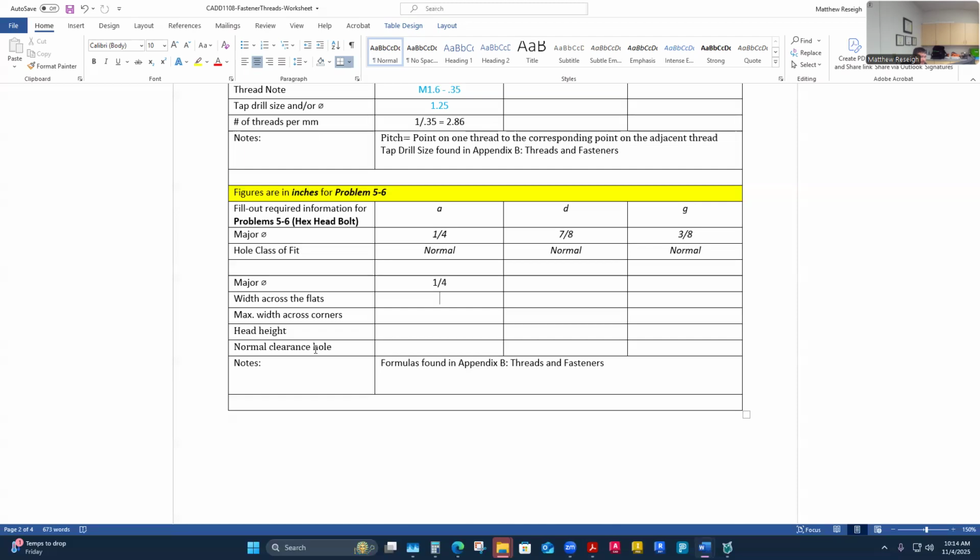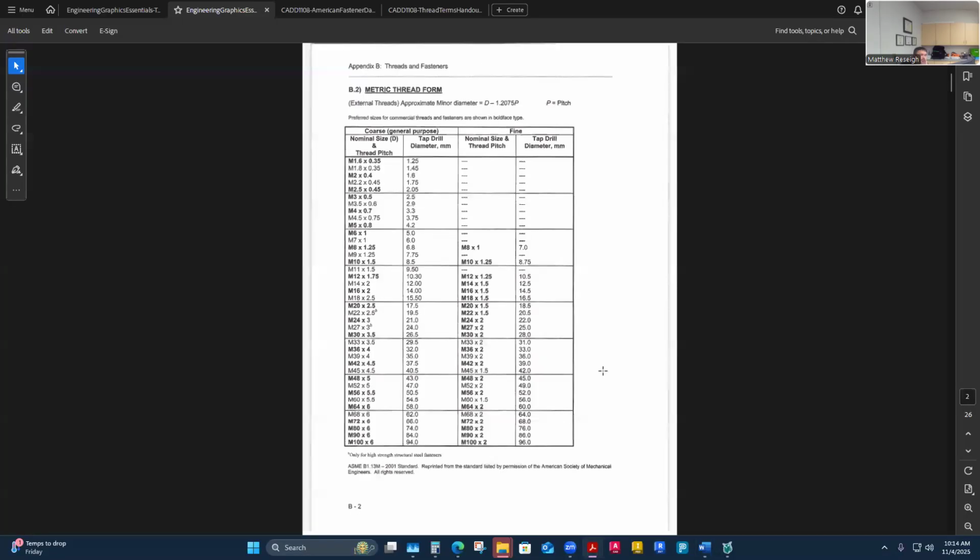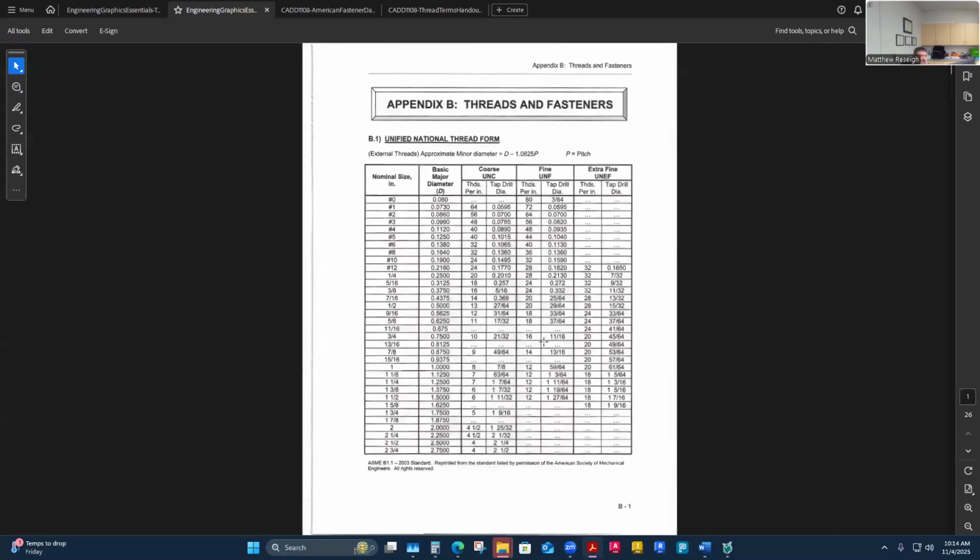This will be like a 2-part video on just this worksheet, but this stuff definitely applies to how I need to fill out the worksheet to draw from. So width across the flats on a 1/4 inch bolt. If I go to this appendix, and I'm going to look for that now, I'm just going to scroll through what I do when I'm working on these problems.